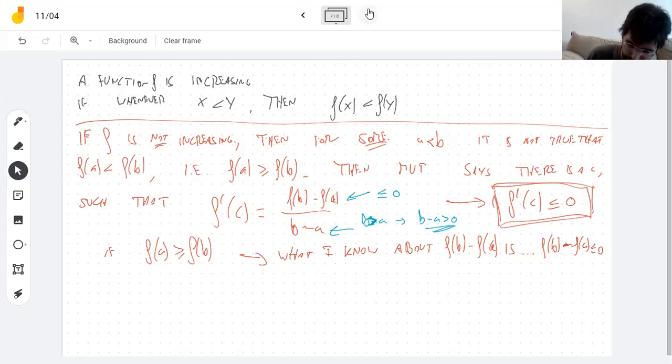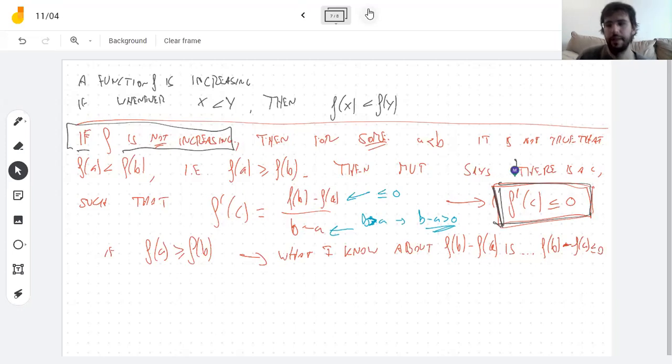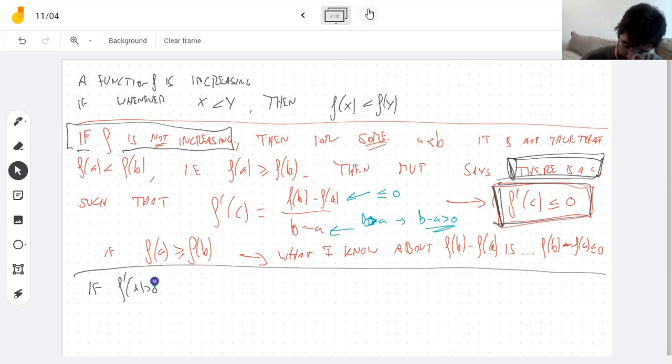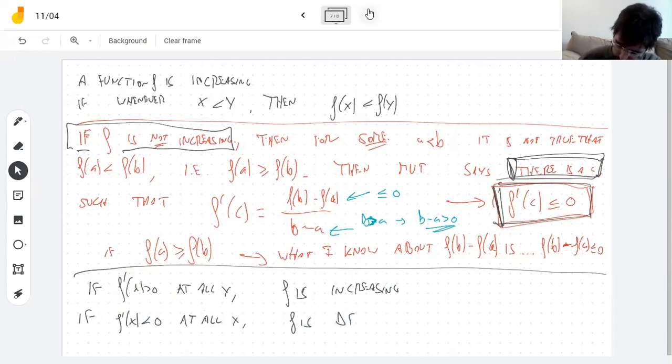So in conclusion, if a function is not increasing, then for some number in there, the derivative is negative. So just like before, if I knew that it was always positive, that would mean that it has to be increasing. Because if it's not increasing, then somewhere the derivative must have been negative. So this means that we know that positive derivative means that the function is increasing, and negative derivative means that the function is decreasing, which you could figure out the same way I just did with the mean value theorem.